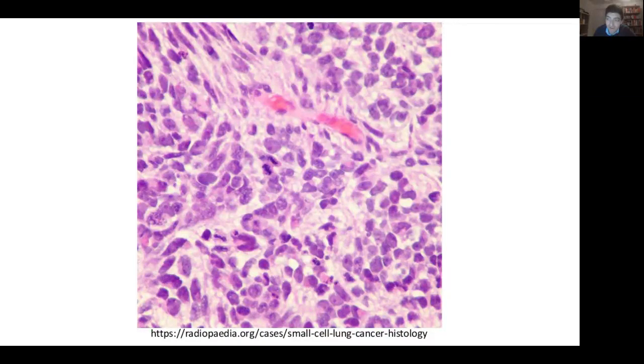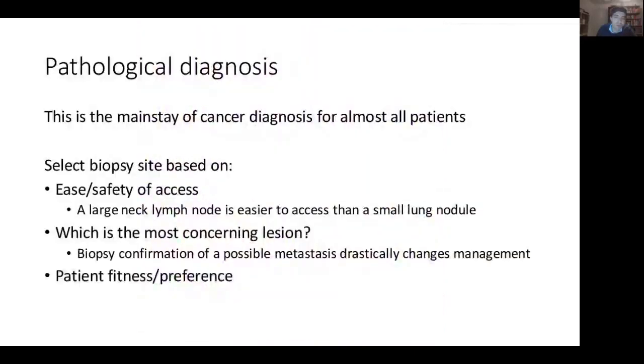Pathologists on that point are a very friendly bunch and will almost always invite you into their office for cake and microscopy if you happen to be lacking friends, as some of us are. This is an H&E stain, hematoxylin and eosin stain of a patient with small cell lung cancer. So this is the bread and butter of morphology.